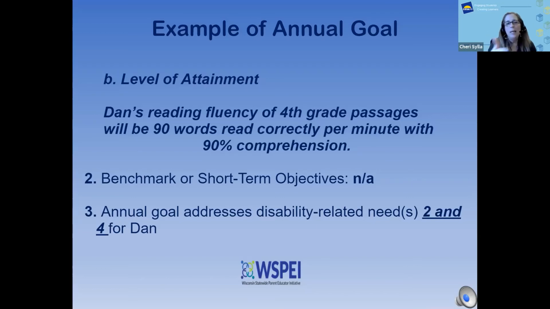And then we also indicate no benchmarks or short-term objectives. Dan's in the regular ed curriculum. We'll take the standard tests and assessments just like all other students. And we address what annual goals, disability-related needs are being addressed by this annual goal.